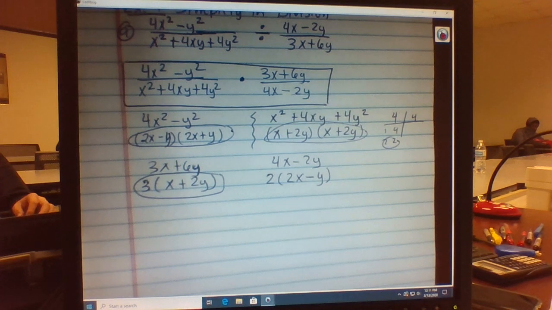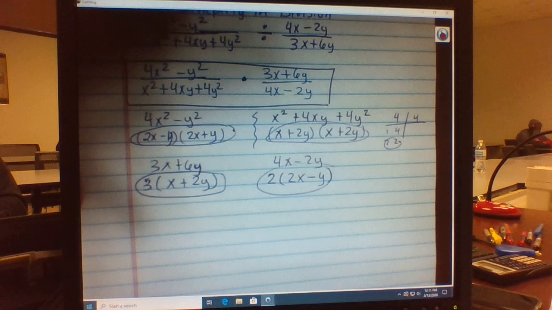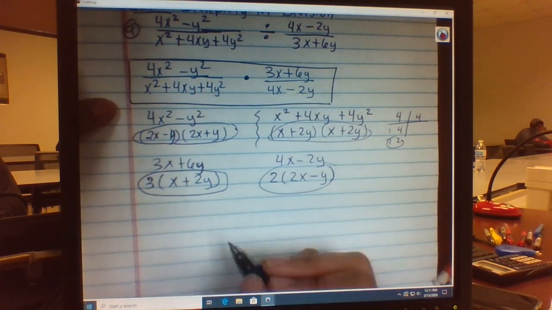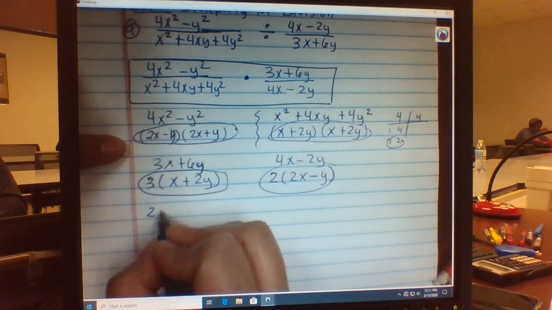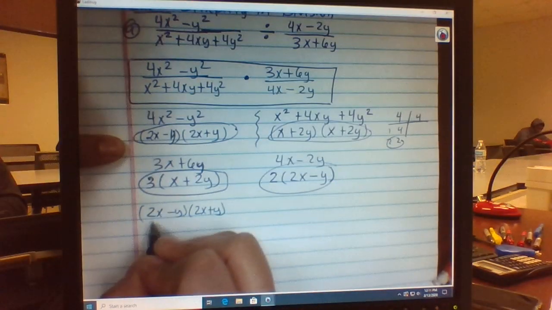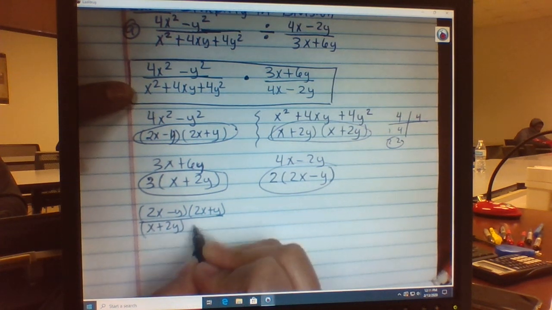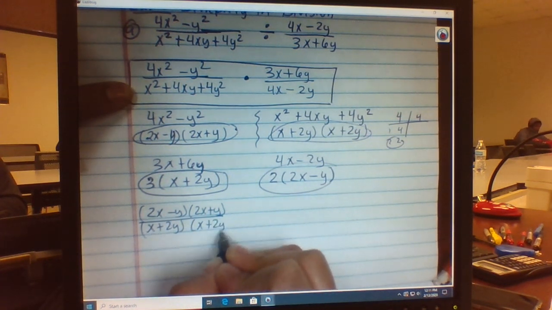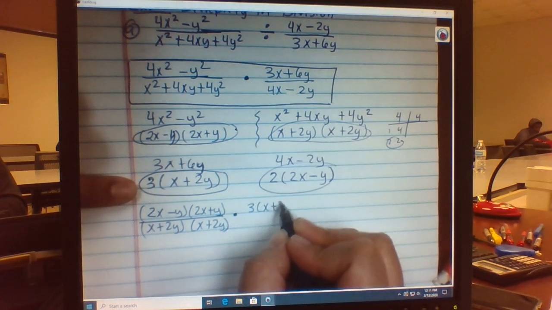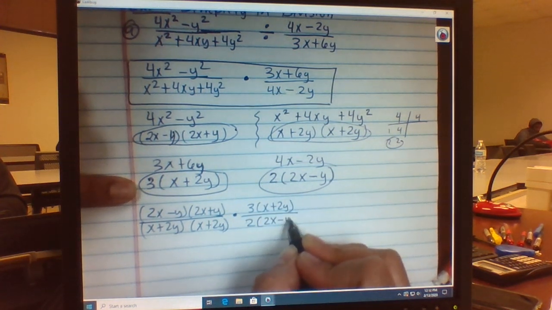And then you position everything where it goes according to the way we rewrote it. Don't go back to the original. You're sticking with the multiplication. So this is 2x minus y, 2x plus y over this one, which is x plus 2y, x plus 2y, times 3x plus 2y over 2 times 2x minus y.